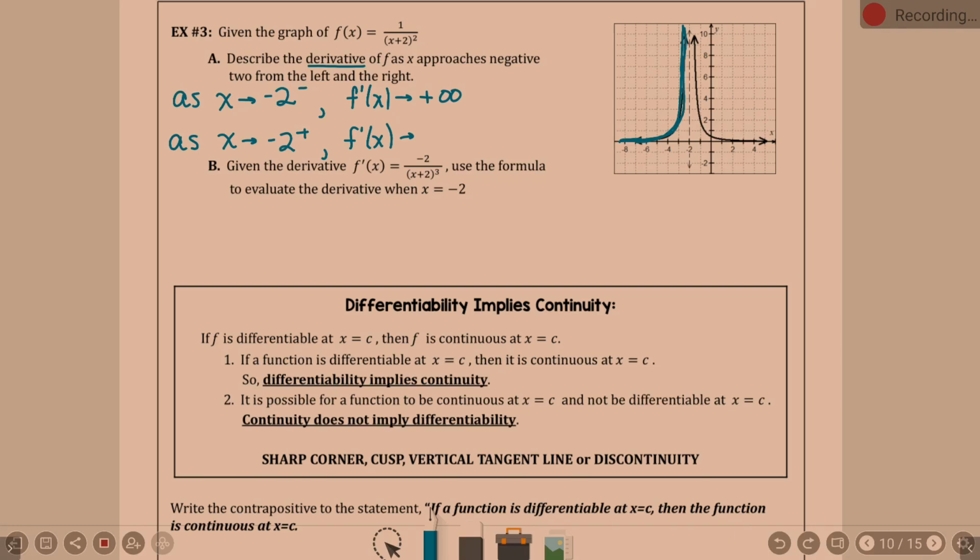Now, on the left, as we approach from the left, what are we starting off very close to? 0. Very close to 0. What do you notice about the slopes on this side?